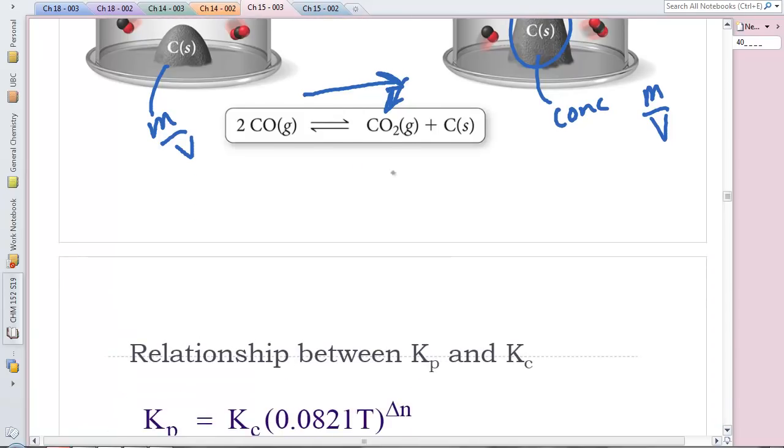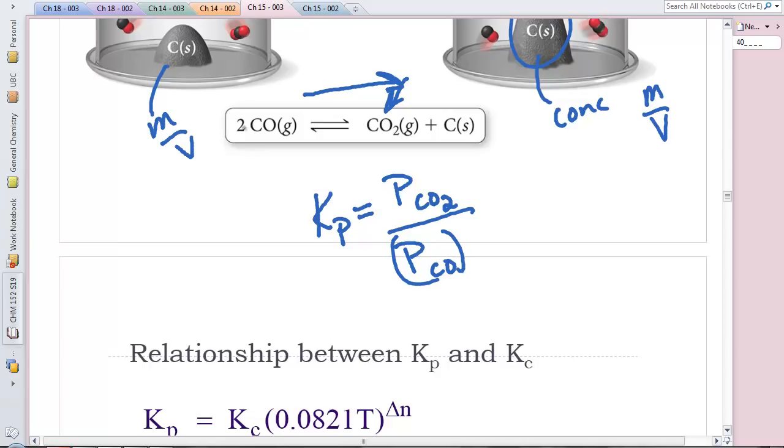So this one would just be, depending on whether we're using Kp, why don't we write this one as Kp? This would be pressure of CO2 to the first over pressure of CO, coefficient 2, squared. And we would not include the solid in our expression. We could also write a Kc expression for that as well.